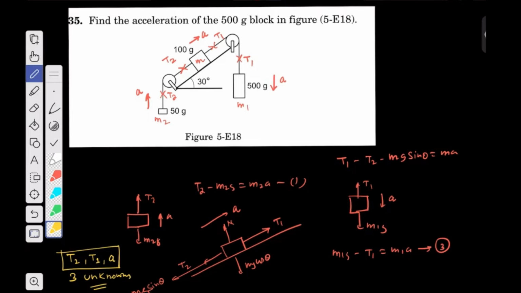Understood? Sir, I have a doubt, sir. Tell me. Sir, here it is T1 minus T2 plus mg sin theta, sir? No, no, minus mg sin theta. Sorry, mg sin theta is also acting plus, sir, because T2 and mg sin theta are in the same direction, sir? T1 is upward, T2 is down the inclined plane, mg sin theta is also down the inclined plane. I am taking my net force in the direction of the inclined plane.